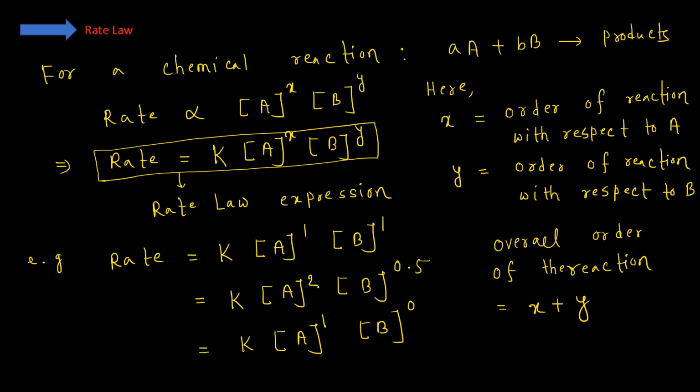So in the second rate law expression, the overall order of the reaction is 2 plus 0.5, that means 2.5. In the third rate law expression, the overall order of the reaction is 1 plus 0, that is 1. So this is the significance of order of a chemical reaction.